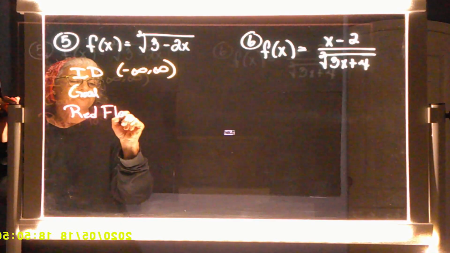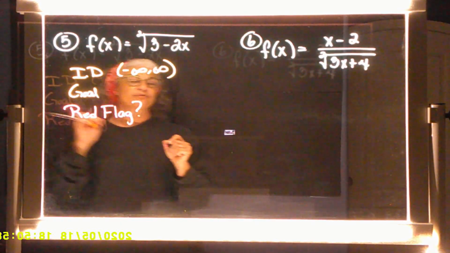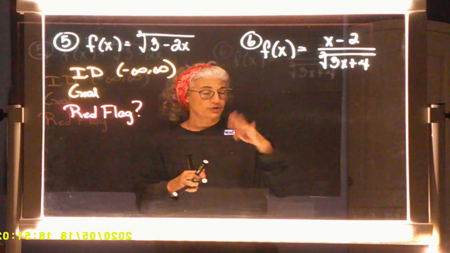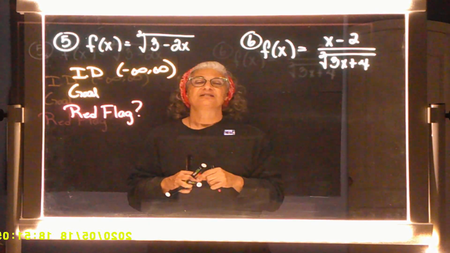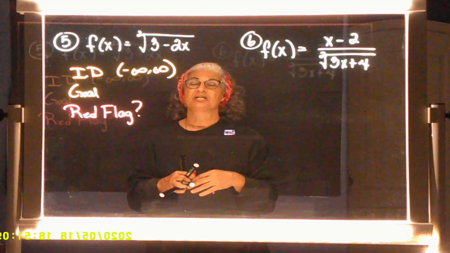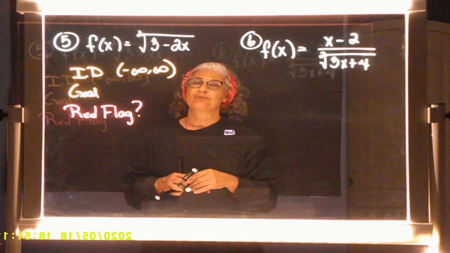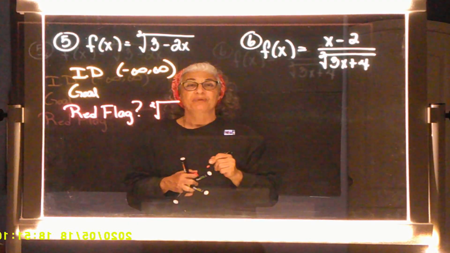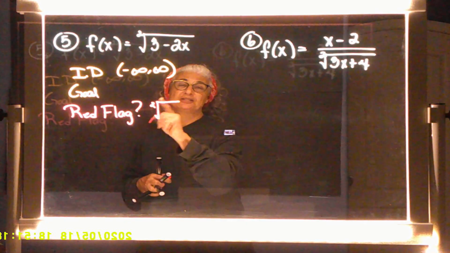Do I have a red flag? One of my red flags is a denominator. Does this function have a denominator? Nope. What's your other red flag? That's right, an even root, like a square root, a fourth root, a sixth root. Do we have a square root? Yeah, we sure do. We've got that square root here, don't we? By the way, most authors of the book drop that little 2.